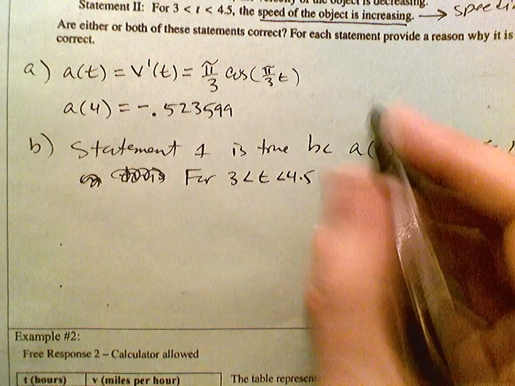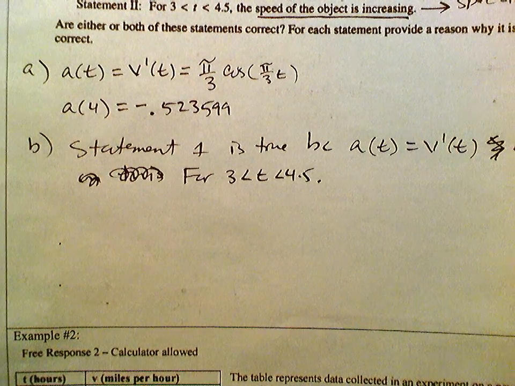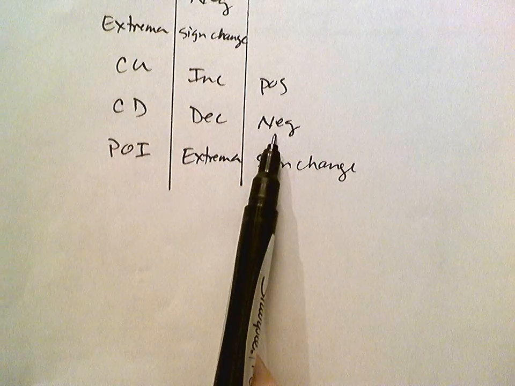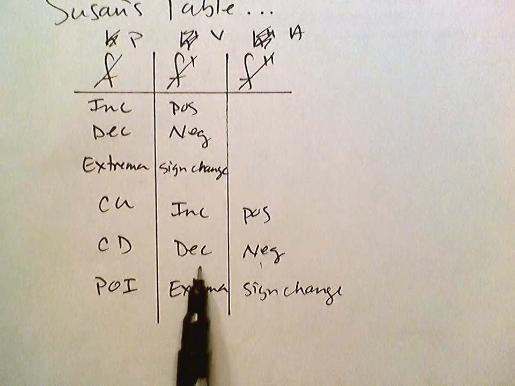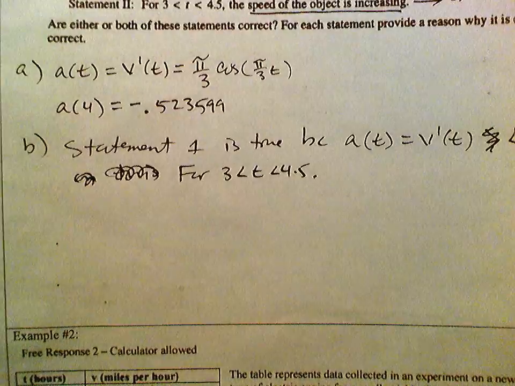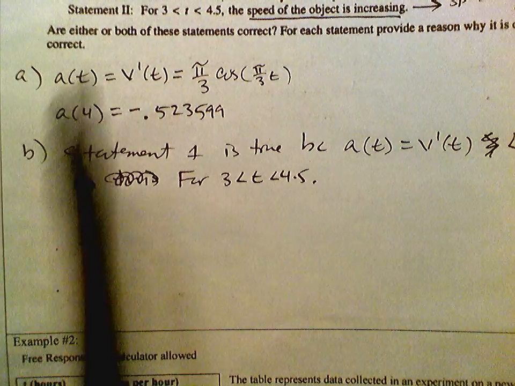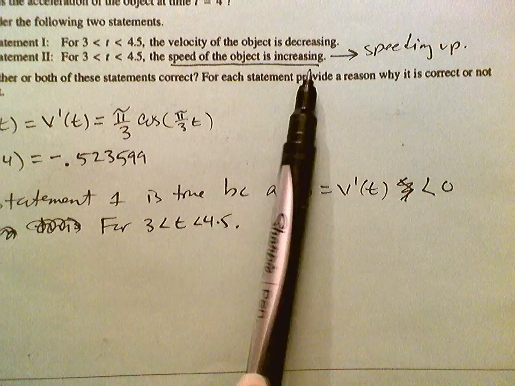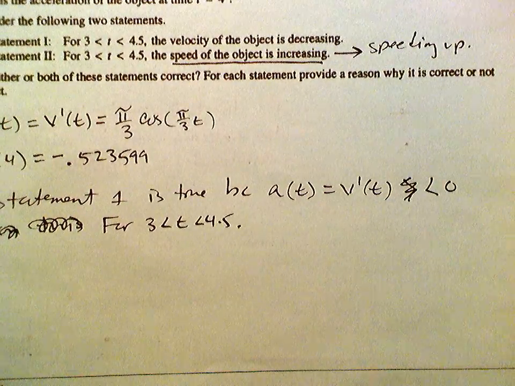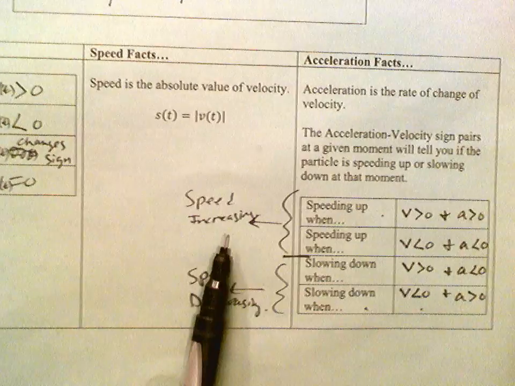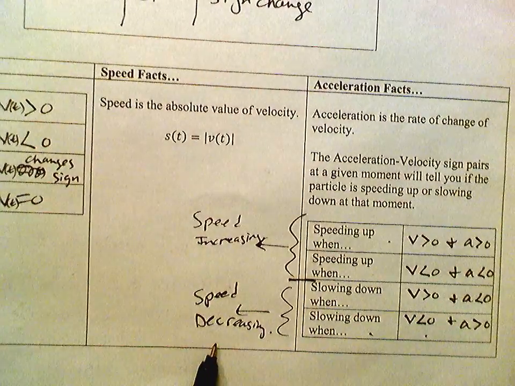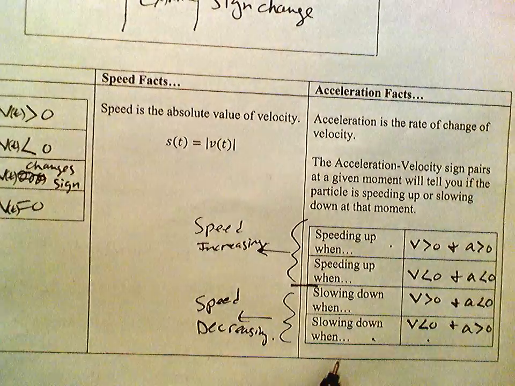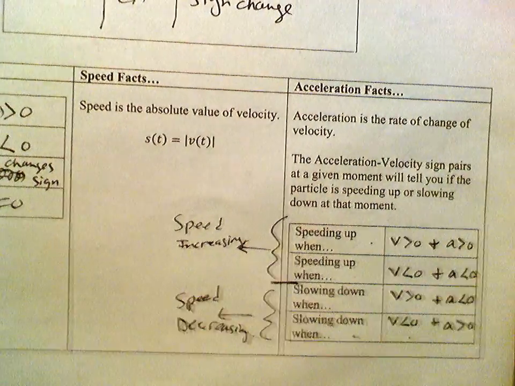Okay. Yeah, because if the derivative of velocity is negative, the acceleration is negative, then that means that the velocity is decreasing. And then for statement 2, I have to think about this. For the same time interval, the speed of the object is increasing, so it's speeding up. So you have to know that, back to the first page, in order to determine if the speed is increasing or decreasing, or when the particle is speeding up or slowing down, you have to look at the signs of velocity and acceleration together on that interval.